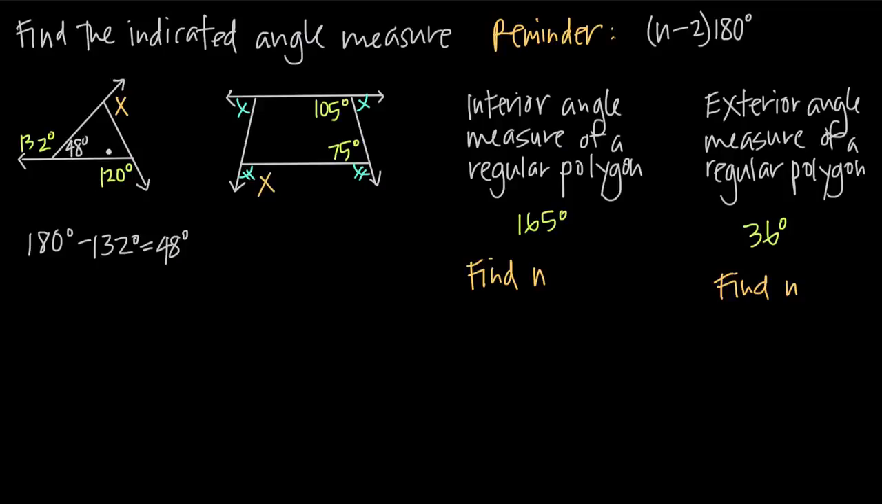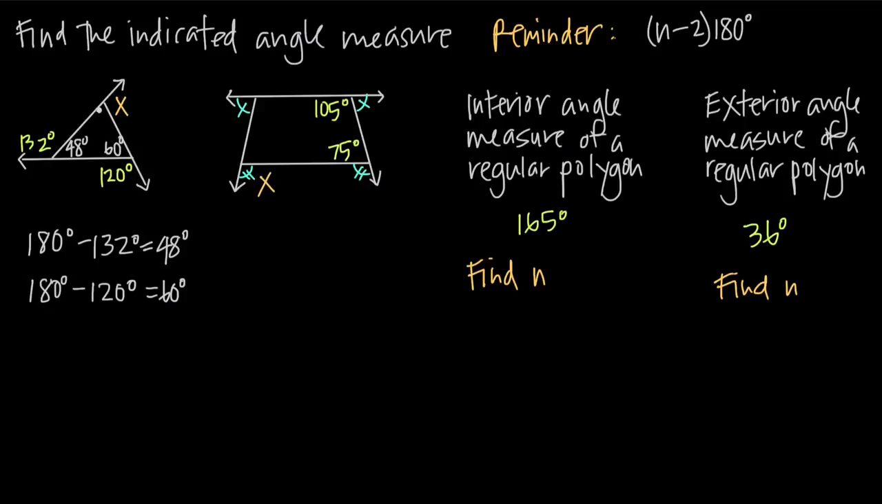We also know that this interior angle here and this 120 degree angle are supplementary. They're also going to sum to 180 degrees. So we can say 180 degrees minus 120 degrees is going to give us 60 degrees, and so then we know here that the interior angle measure is 60 degrees.